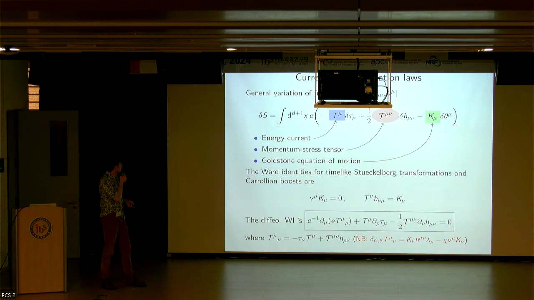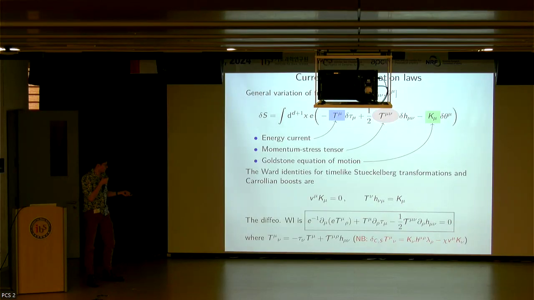Right. So in the same way as we saw before, if we have some kind of functional that depends on this data, we can extract the currents and the Josephson equation in the usual way. And very similar to what we had before, we just get, well, this is now the Carroll boost Ward identity, but it looks in some sense similar to the dipole Ward identity.